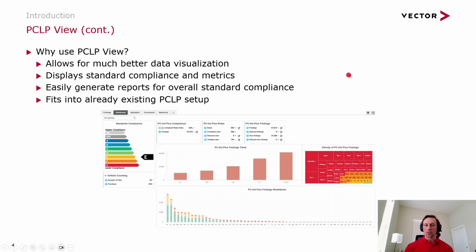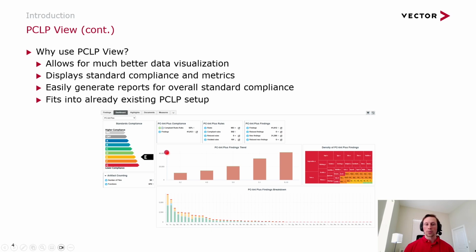As with last time, this slide just shows a little bit more of what PC-lint Plus View can show to you. As you can see in the image below, there are standards, compliance graphs, and findings, breakdowns, and trends. With PC-lint Plus View, you can also very easily generate standards reports and display your metrics. So it's a very powerful and useful tool. And as we saw last time, it can also very easily fit into your already existing PC-lint Plus setup.